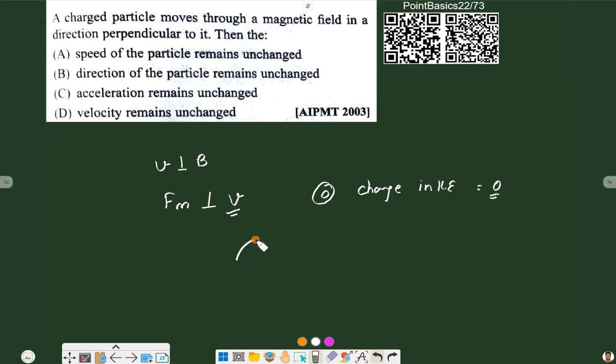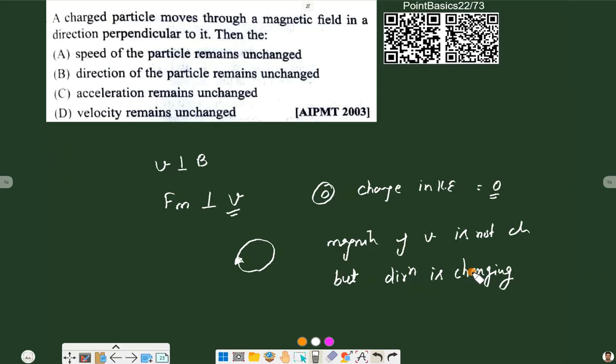But as the particle is rotating in a circular form, it means here the magnitude of velocity is not changing, but direction is changing. So if direction is changing, we will say velocity is changing, and if velocity is changing, then there is acceleration. So velocity is changing, and velocity changing means acceleration is there, and we also know the direction is changing.